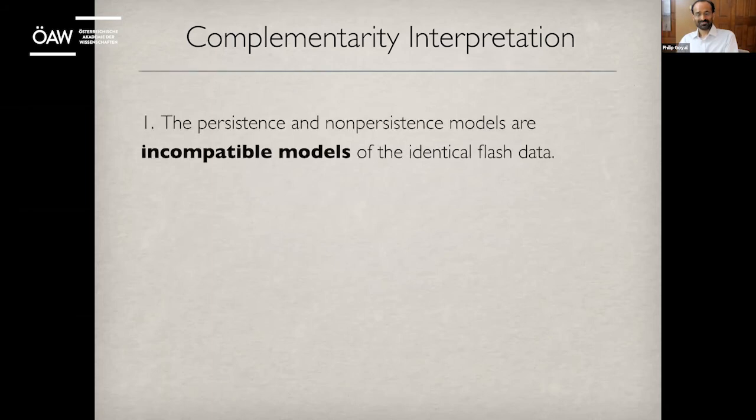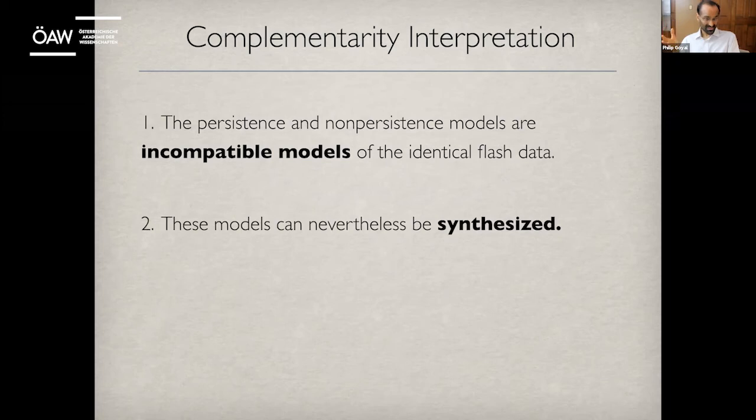So, summarizing, the persistence and the non-persistence models are incompatible models of the same flash data. Yet they both capture some truth about the underlying reality. How else can we explain that when we synthesize them, we get a formalism that is empirically adequate? So, as I say, they can be synthesized. It's an abstract mathematical procedure, and to my mind, it's miraculous that it works, right? But nonetheless, it does work.